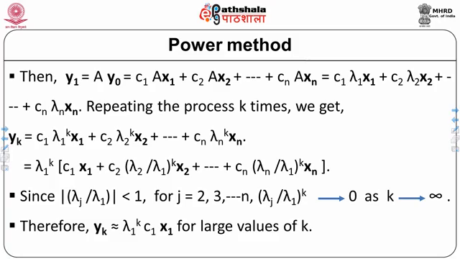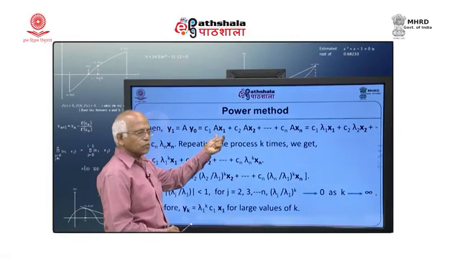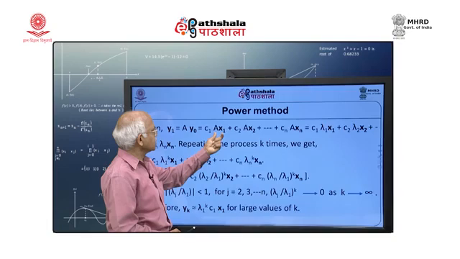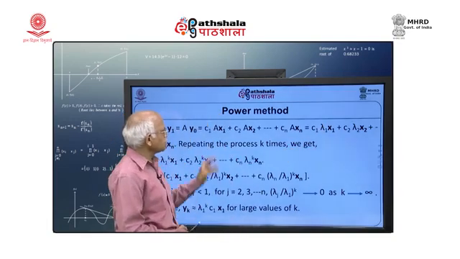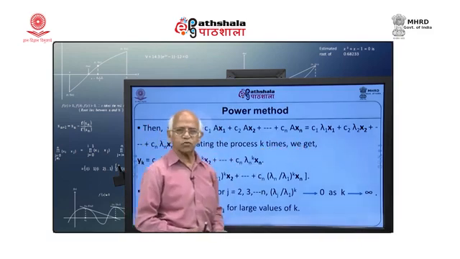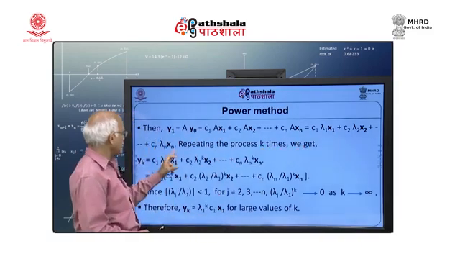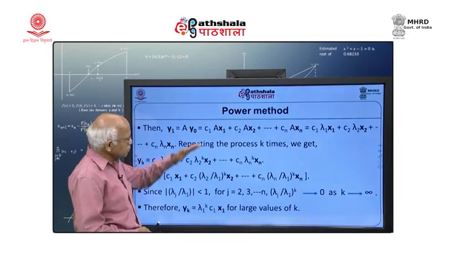And A x 1 bar, you know that because lambda 1 is an eigenvalue and x 1 bar is the corresponding eigenvector, A x 1 bar is the same as lambda 1 x 1 bar, and therefore, this will be equal to C 1 lambda 1 x 1 bar plus C 2 lambda 2 x 2 bar up to C n lambda n x n bar. And repeating this process k times.